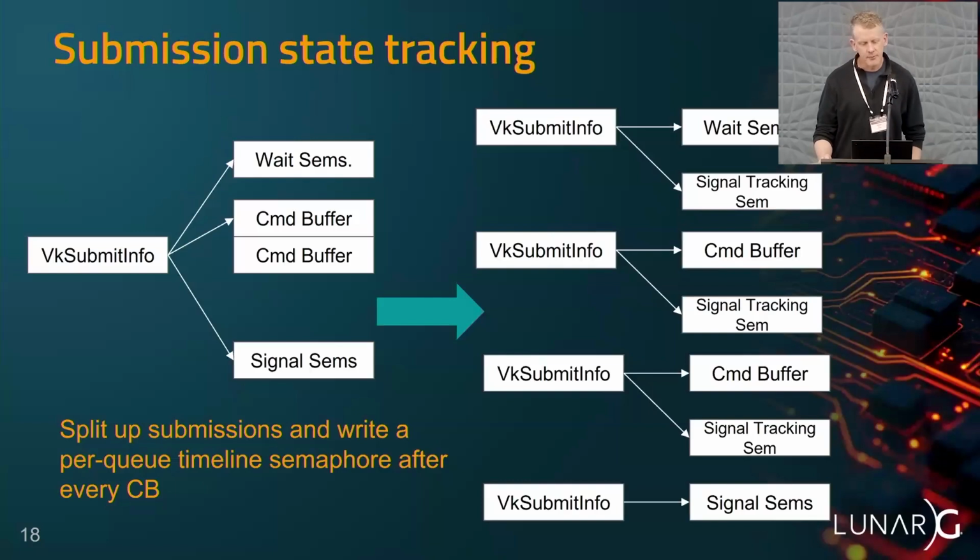So in this example, you have some wait semaphores and then a few command buffers and then some signal semaphores. That gets split up so that we can detect if you hung waiting for a semaphore, that's a different problem than if it's in a command buffer, and then we want to know which command buffer the hang happened in. So that automatically gets done by the layer for you.